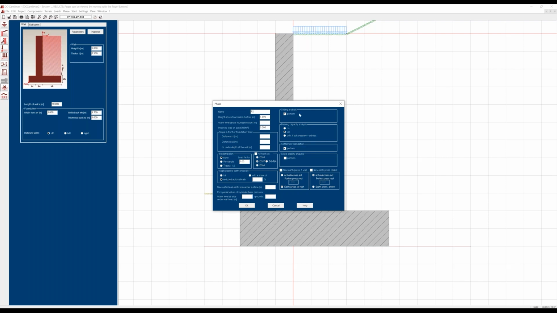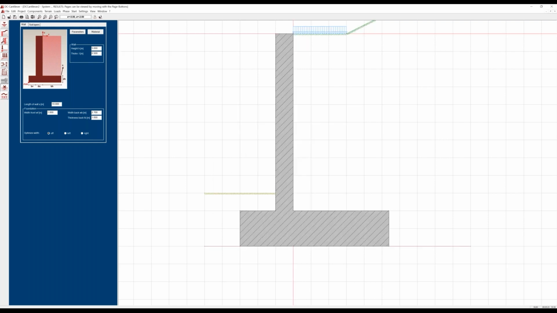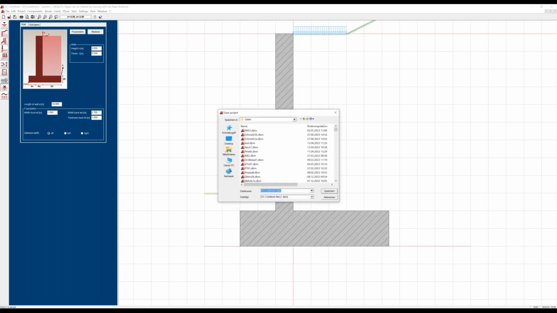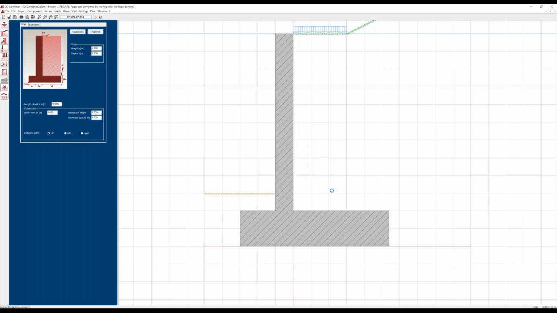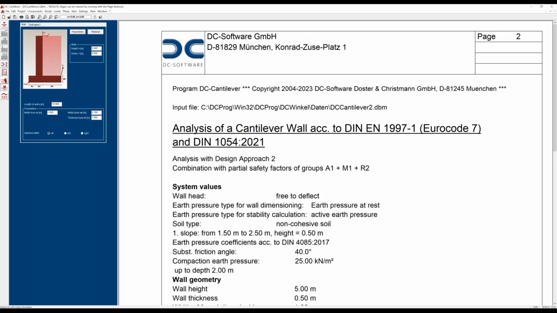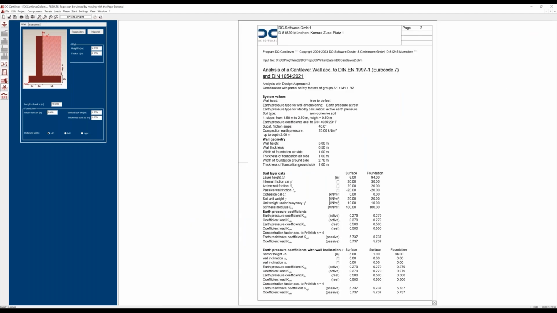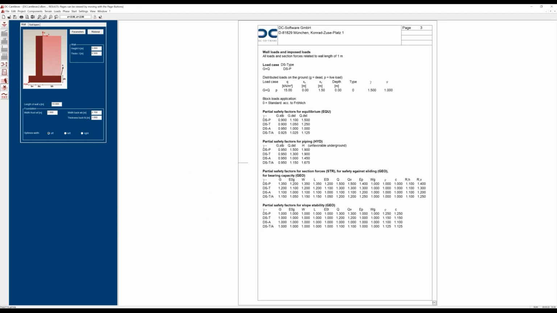And we can activate different types of verifications: sliding analysis, bearing capacity, settlement calculation, and slope stability analysis. So all these verifications should be calculated. And then we can switch into the results, full view, and have all the input parameters, soil data, and so on, safety factors and loads.